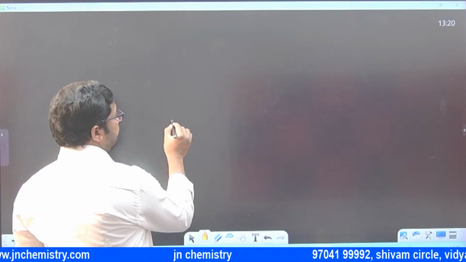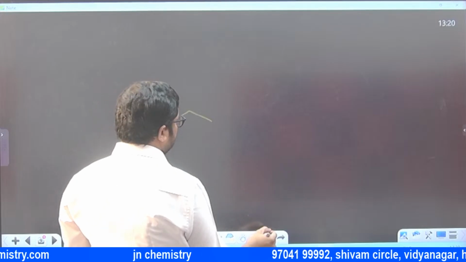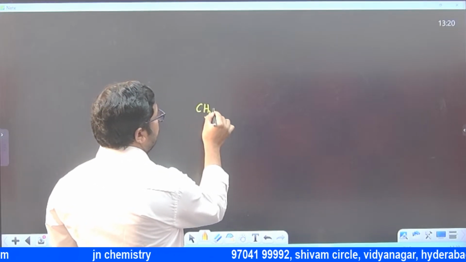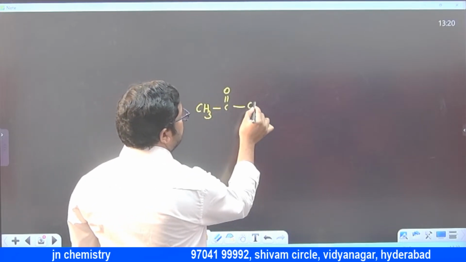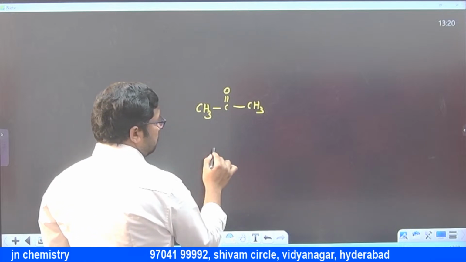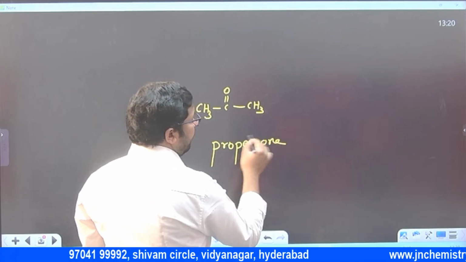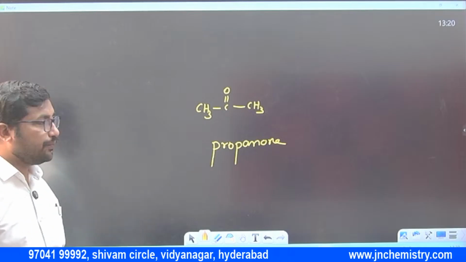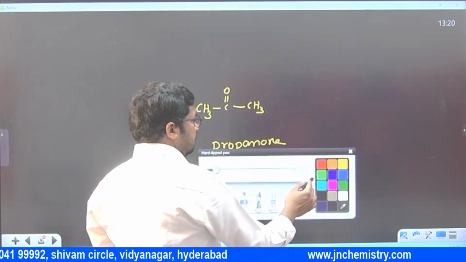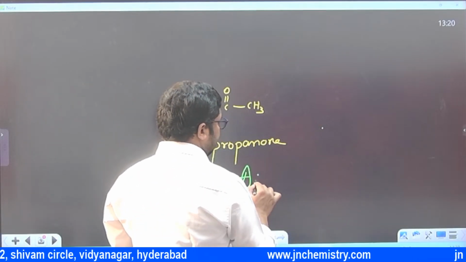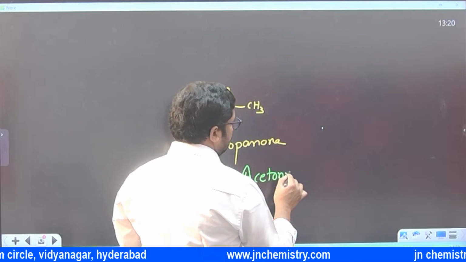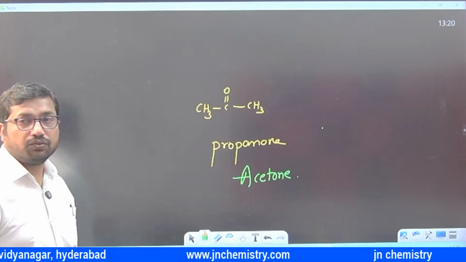Then, for example, for ketone, I told you CH3, C double bond O, CH3, so propane plus one, propanone. The common name is acetone. The common name is acetone.